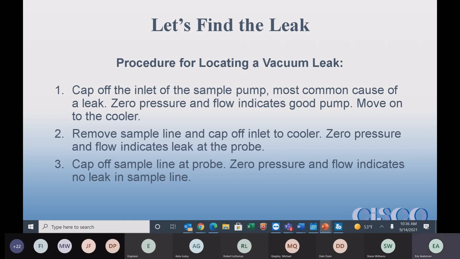There we go, we're going to cap off the inlet to the cooler. And again, zero indications of flow and pressure is going to indicate no leak in the cabinet. And there are times we're going to have to go up to the probe and cap off the sample line. Now remember, almost all our sample lines are 5/16. So make sure you have a 5/16 cap and plug.